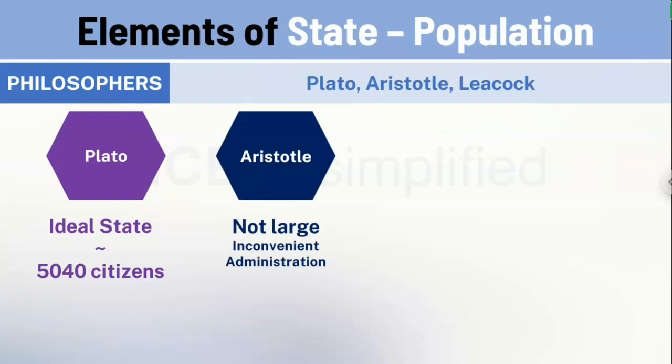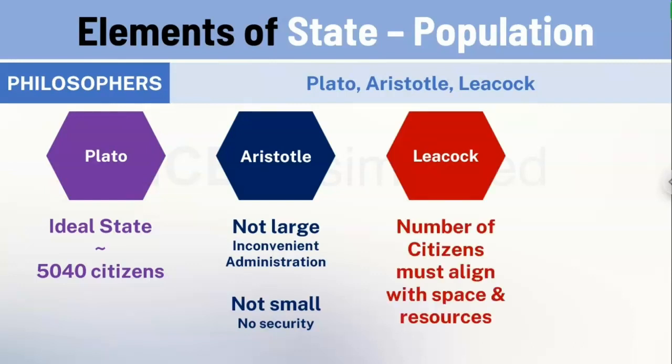Aristotle stated that the population of a state shouldn't be too large as it would lead to inconvenient administration, but it shouldn't be too small as there would be no security, because there wouldn't be enough people to protect ourselves. According to Leacock, the number of citizens must align with the space and the resources. So if there's limited space, limited resources, we shouldn't have a high population as it'd be difficult to run the state.